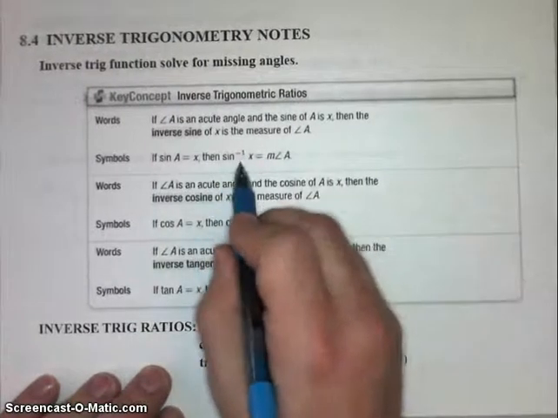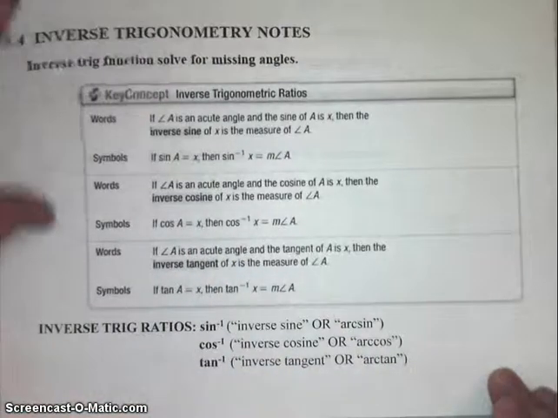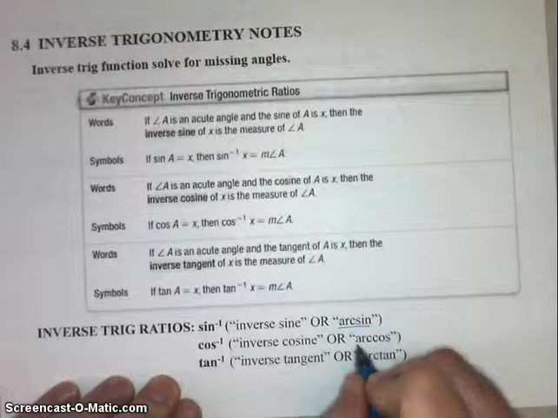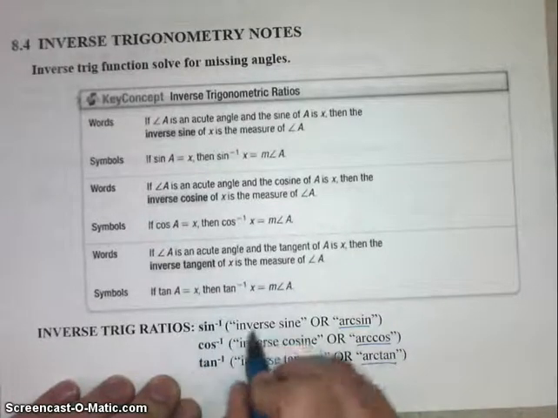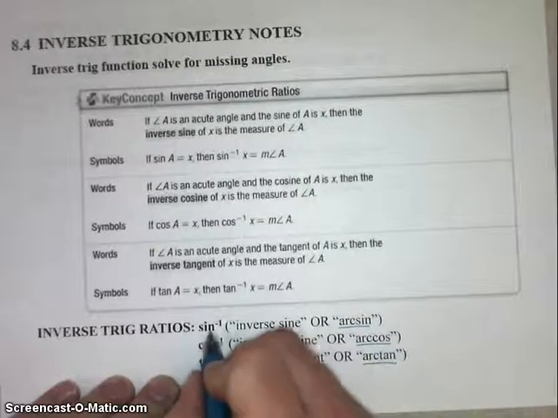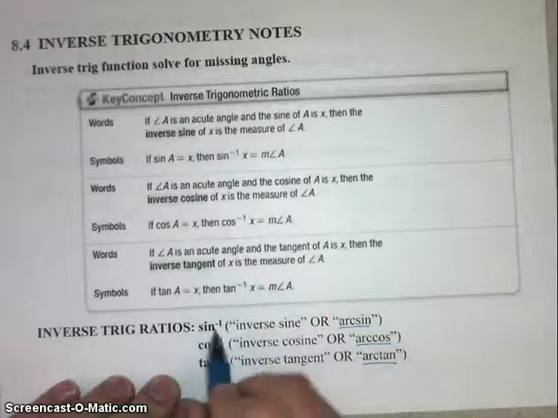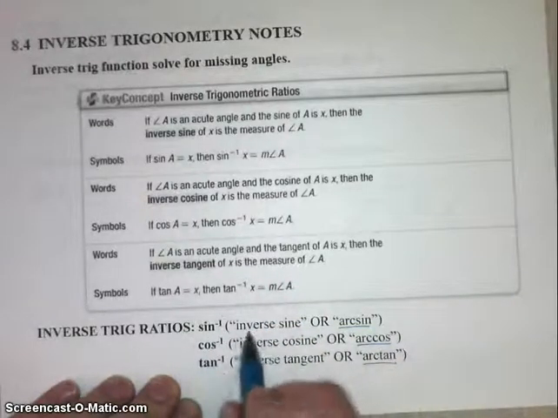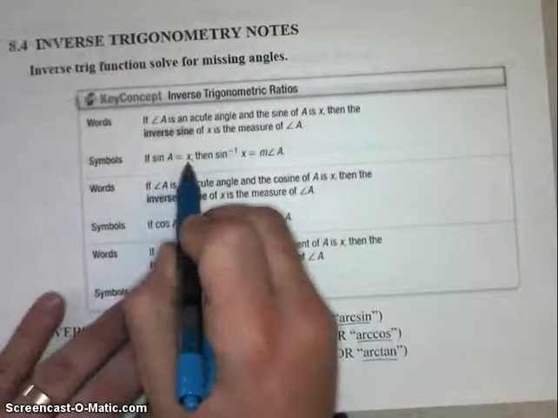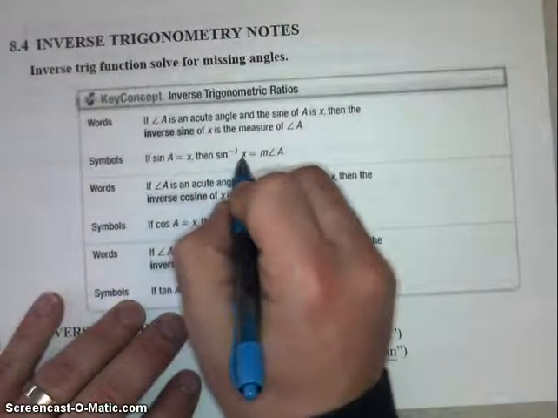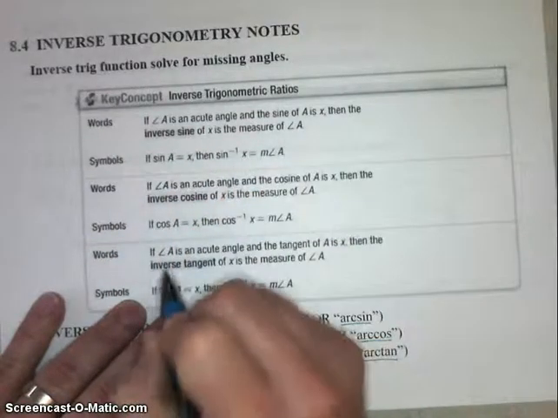And so we have inverse sine, we have inverse cosine, and we have inverse tangent. Okay, we can also call these arc sine, arc cosine, and arc tangent instead of the word inverse. But we write them this way and we say them either of these ways. Okay, sine to the -1 power is what that looks like, but we're not using negative exponents at all. We are just using that symbol to represent inverse sine, inverse cosine, inverse tangent. Okay, so if the sine of angle A equals x, then the inverse sine of x equals the measure of angle A.